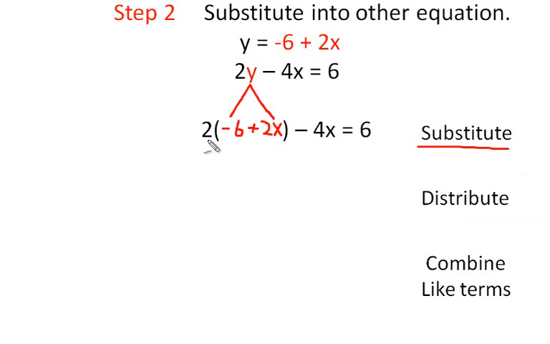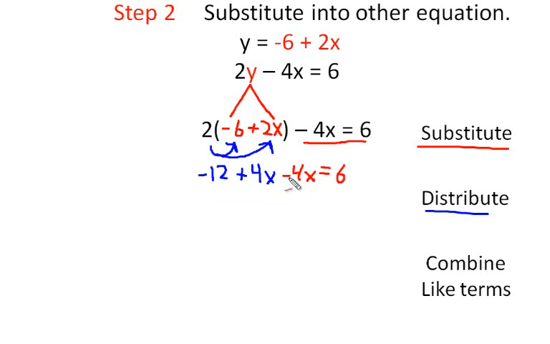We need to distribute next. So next I'm going to distribute this 2 to the negative 6 and the 2 to the 2x. So 2 times negative 6 is going to give me negative 12. 2 times 2x is going to give me positive 4x. Okay, the rest of this here just comes down. So I have minus 4x equals 6.